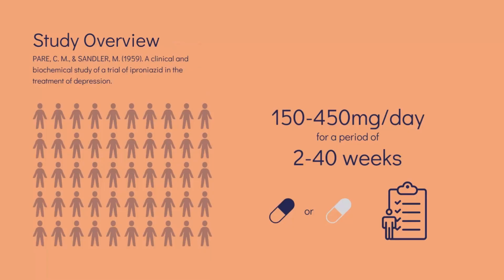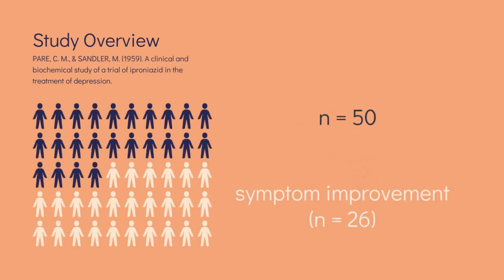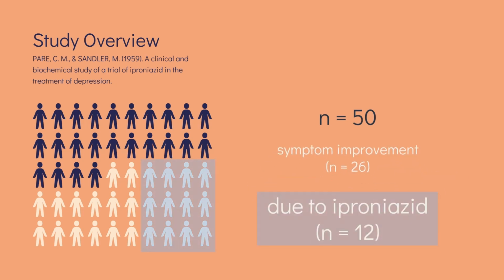Let's see a brief overview of the design. A sample of 50 patients with depression was treated with doses of 150 to 450 milligrams per day of Iproniazid for a period varying between 2 and 40 weeks. Some of them were given a placebo. The symptoms of depression were assessed weekly by a registrar who didn't know who got the actual treatment. They found that 26 patients improved, only 12 due to Iproniazid, and the rest due to coincidence.